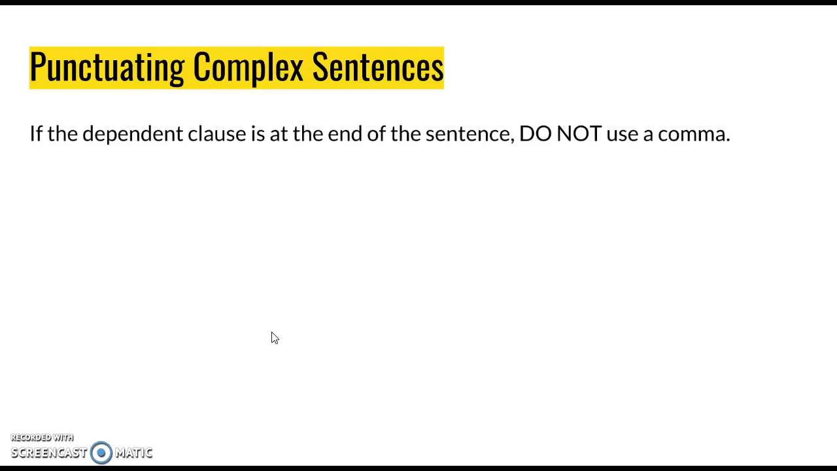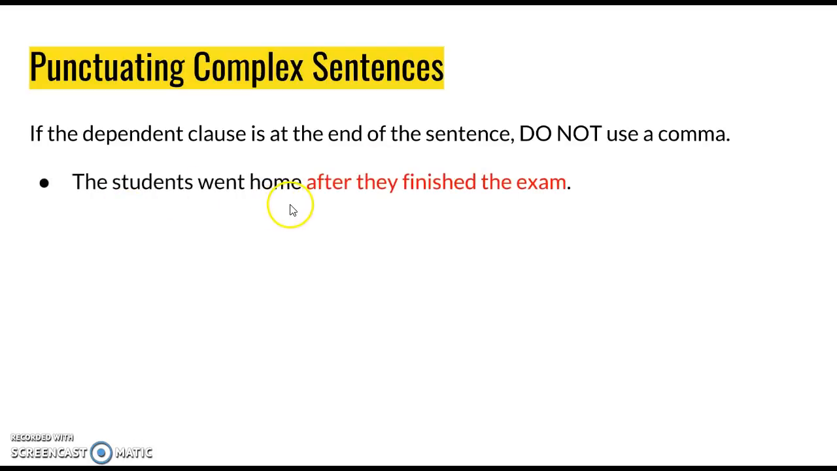When we punctuate complex sentences, sometimes we use a comma, but the rules are very specific. If the dependent clause is at the end of the sentence, do not use a comma. For example, the students went home after they finished the test. We have the dependent clause "after they finished the exam." No comma here.